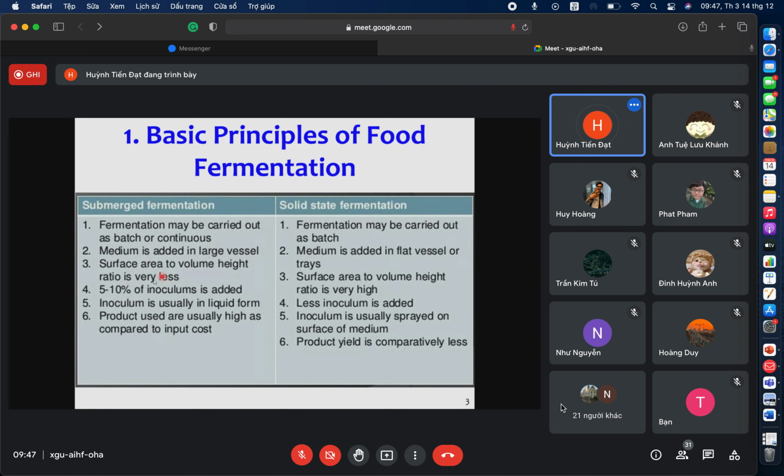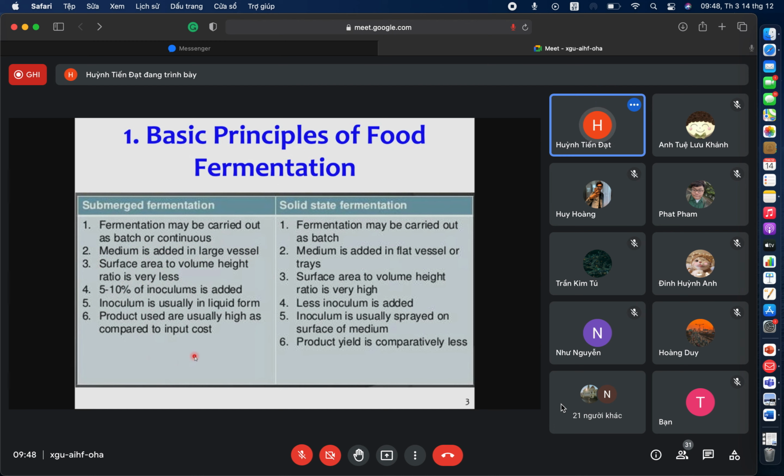It means that how much of the microorganism we add in. Okay? Inoculum is usually in liquid form. We need to transfer them in liquid form so that they can disperse well in the medium. Okay? And the products used are usually high as compared to input cost. They can use very efficient.